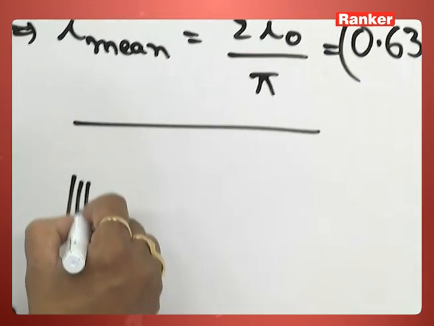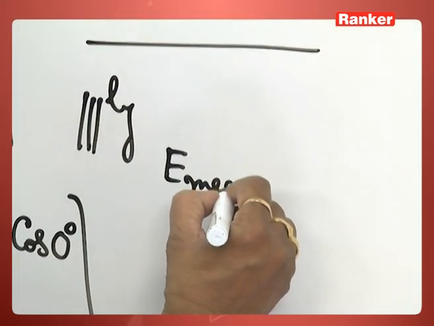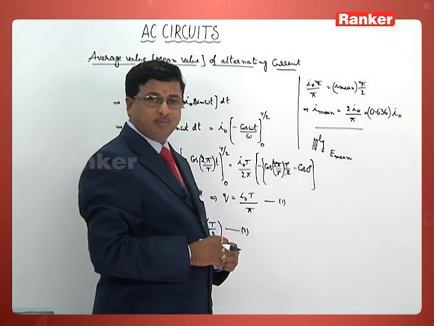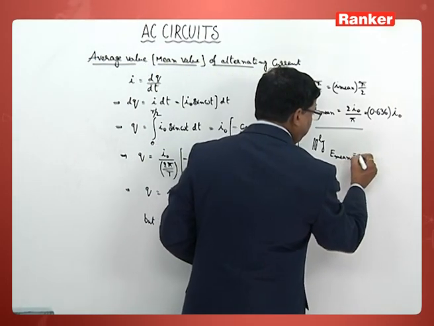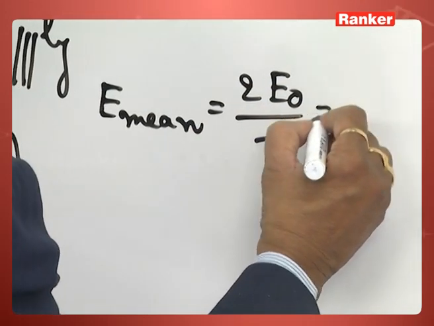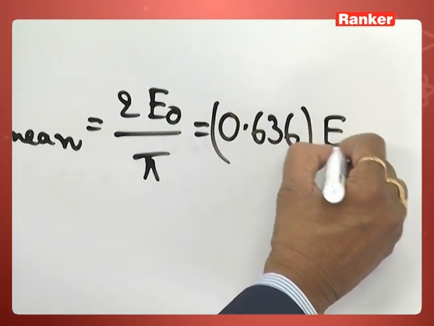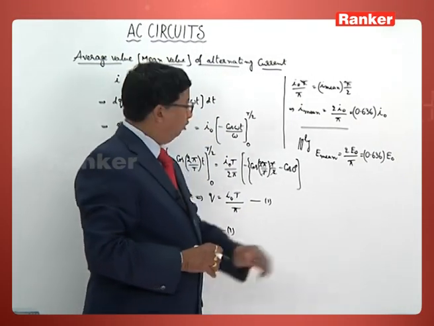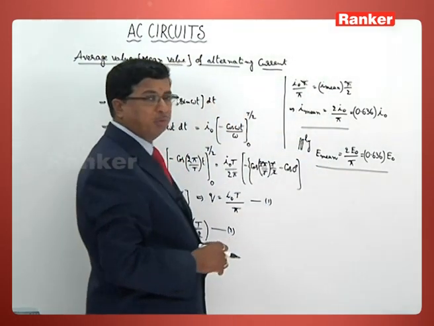Exactly in the same manner, similarly, the mean value of alternating EMF we can write as 2 E naught by pi, which again can be written as 0.636 times the value of maximum EMF. So, these are two important equations one should remember.